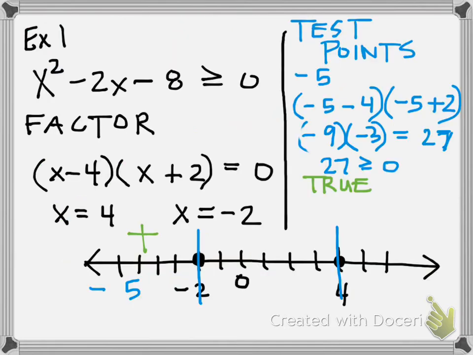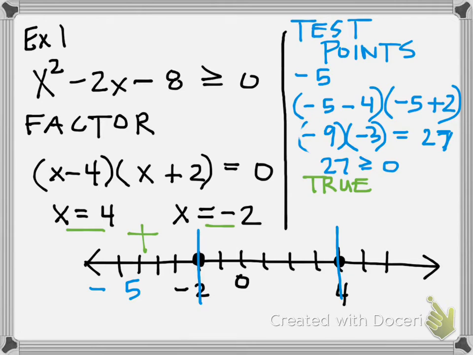Next page. So here's the problem I'm going to do. This is a quadratic, x squared. That's what makes it quadratic. x squared minus 2x minus 8 is greater than or equal to 0. All right, so the first thing I do is factor it and find my zeros. I found my zeros by setting factors equal to 0. x equals 4 and x equals negative 2. And then I always draw a line at those factors. So I drew a line in blue at negative 2 and at 4.